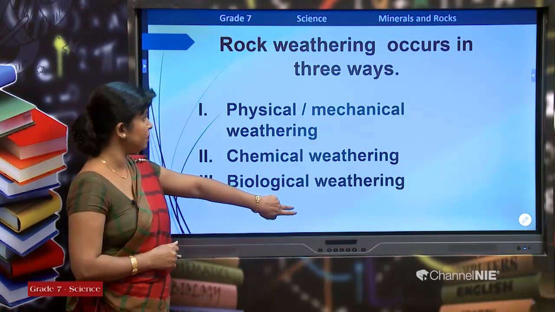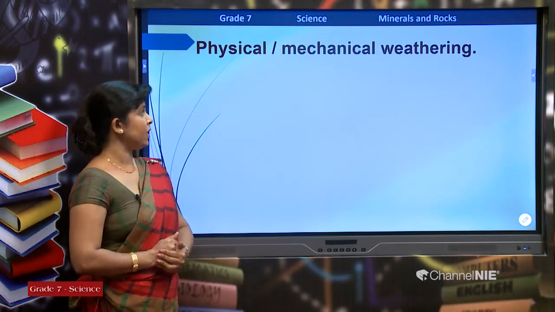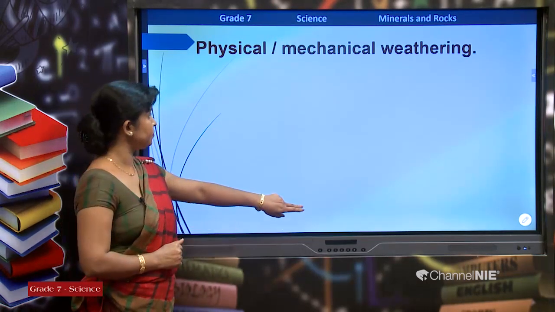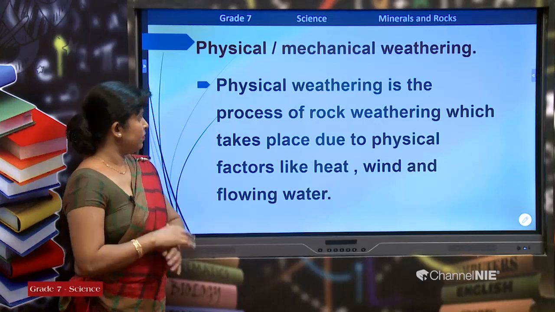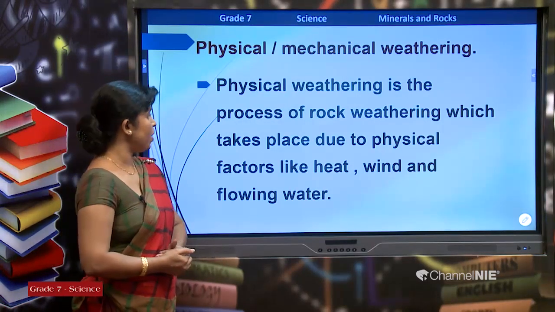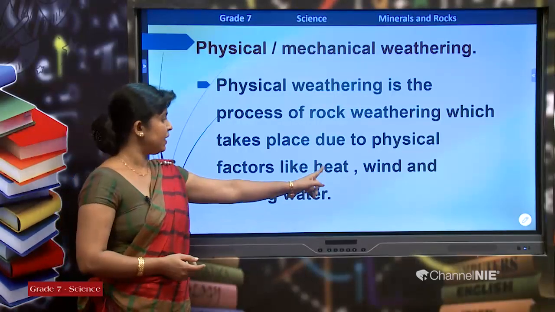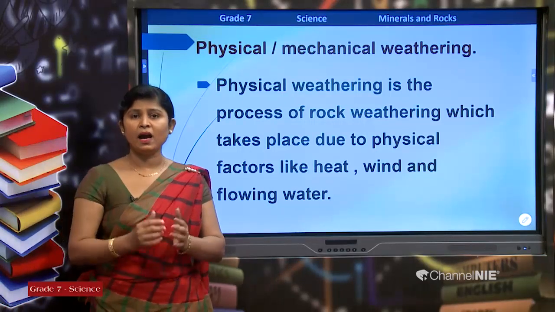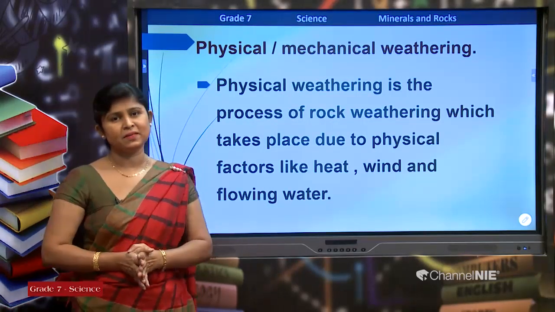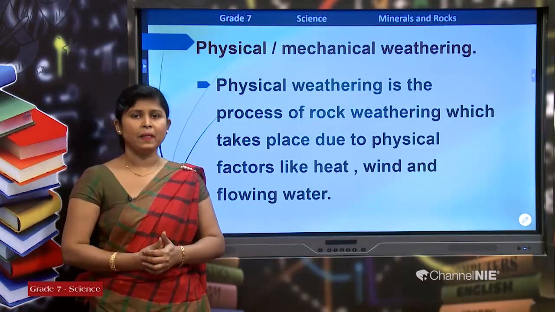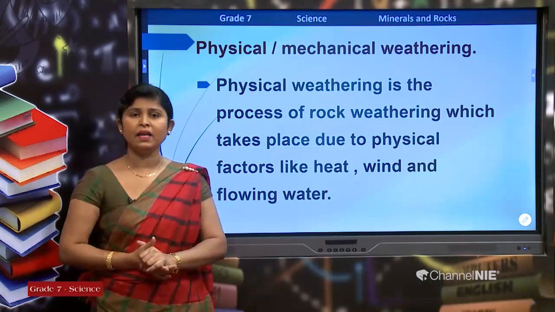Let's take one by one. First one, physical or mechanical weathering. Read it first. Physical weathering is the process of rock weathering which takes place due to physical factors like heat, wind and flow in water. You can understand that heat, wind and flow in water are considered as physical factors. Just because of these physical factors, the weathering of rocks takes place. That is known as physical or mechanical weathering.